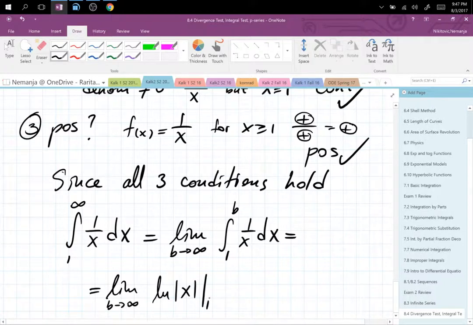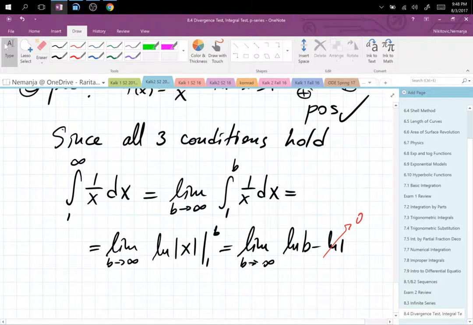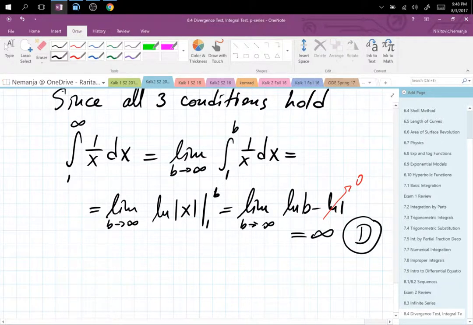ln x from 1 to b, and don't forget these limits. Poor Calc 1s, they did the limit definition. 2 students, 5 steps, didn't put the limit. ln b minus ln 1. How much is ln 1? 0. Boom. Now, how much is ln of infinity? Infinity. So what does that mean for this integral? It goes to infinity. Is it convergent or divergent? Diverges. Boom.